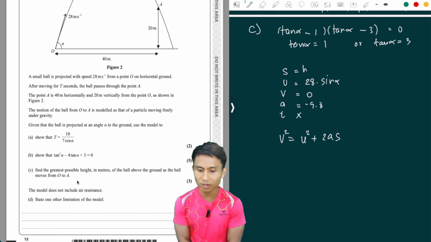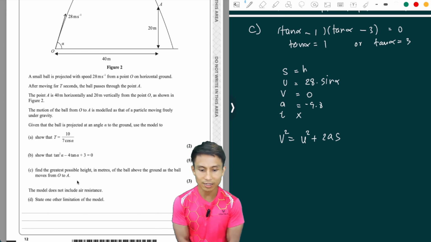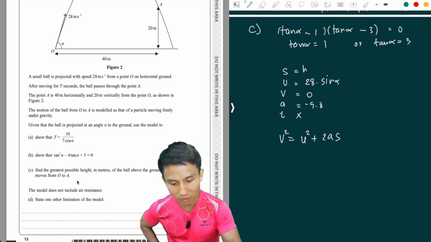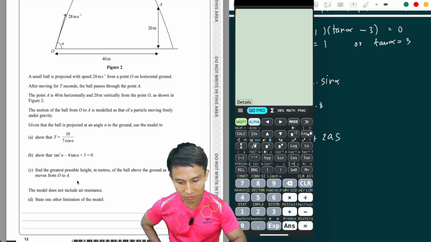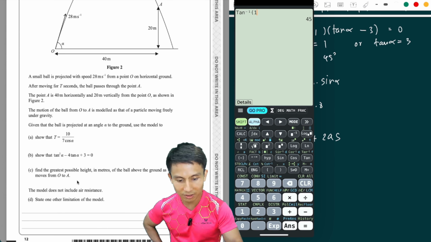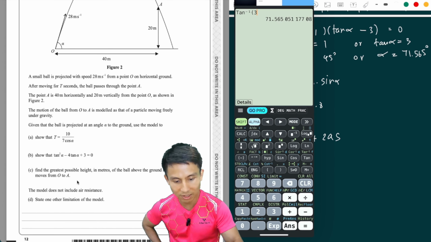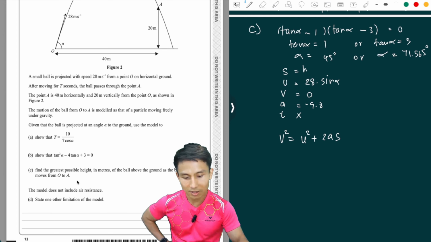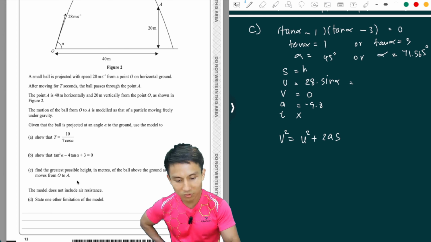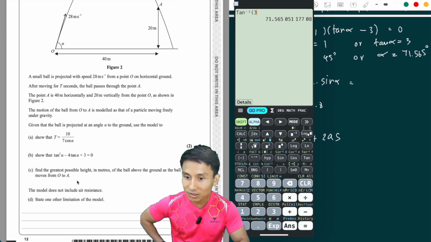Let's see. If we change to sine, what should we get? If we solve for both angles first, I'm just going to do arctan 1 here. That's 45, right? Or alpha equals arctan 3, that's 71.565 degrees. I'm going to keep it as that. Okay, so we're going to plug that into the u, for the greatest possible height.